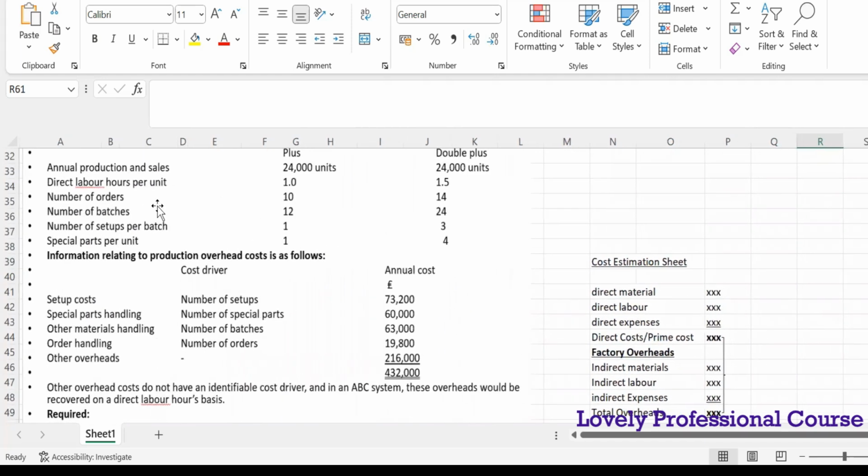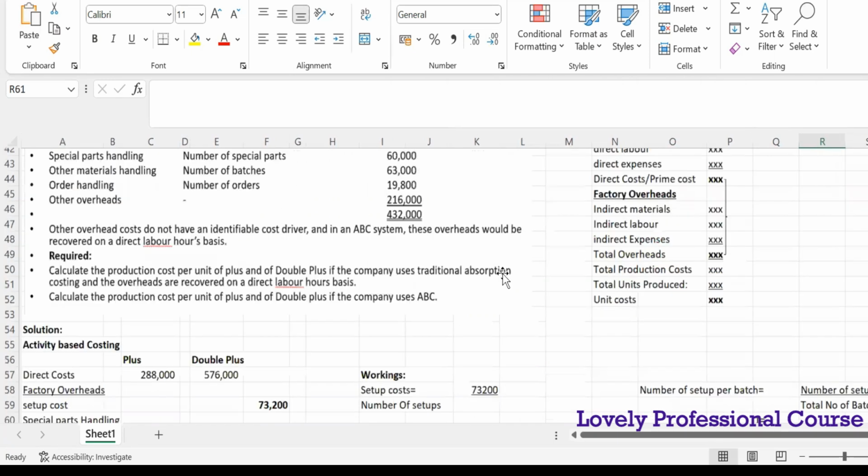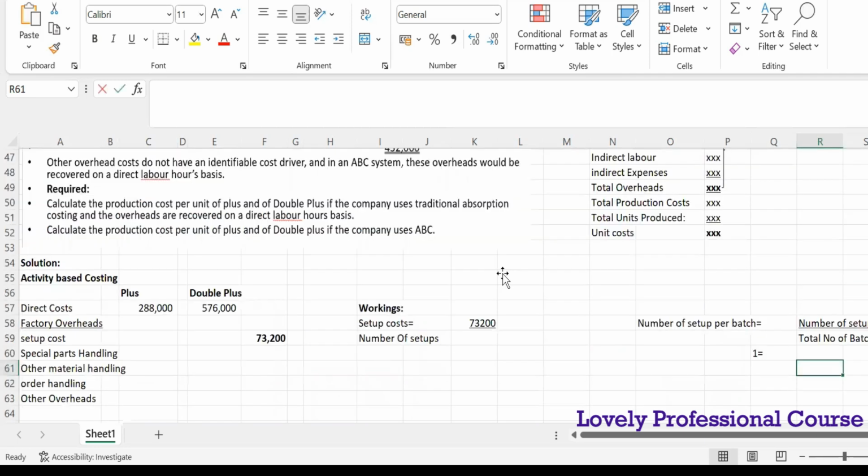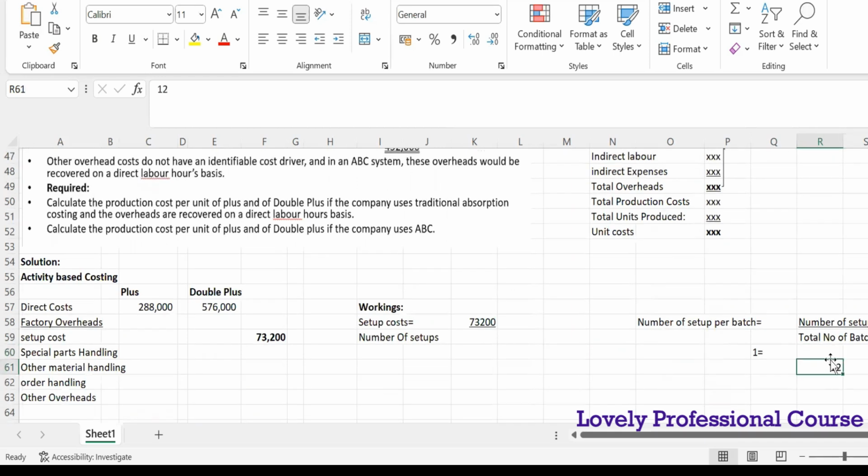I have 12 number of batches, and I have also 24. Here I have 12, and here I have 24. This is for plus, and this is for double plus. So here the number of setups, we don't know it. So how to get this? Let me put here the question mark.